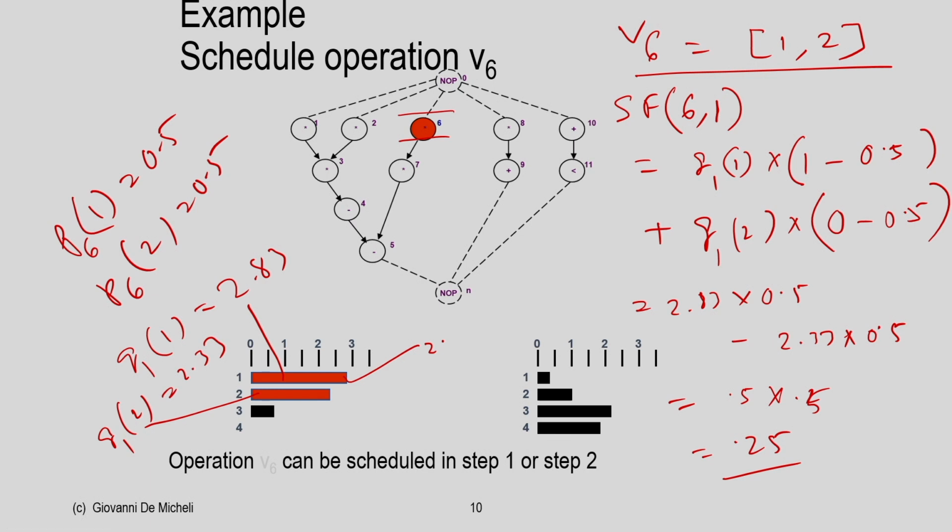So, basically the conclusion is that although this operation 6 could have been scheduled in time step 1 or 2, if I schedule it in time step 1, it will increase the overall concurrency, because these two operations are already scheduled here. If I put it here, it will increase the concurrency in time step 1, and overall concurrency will be increased. Okay. So, this is how I am going to calculate the self force.